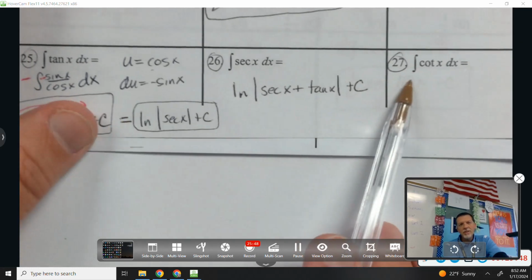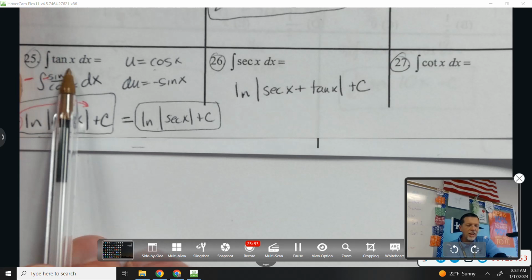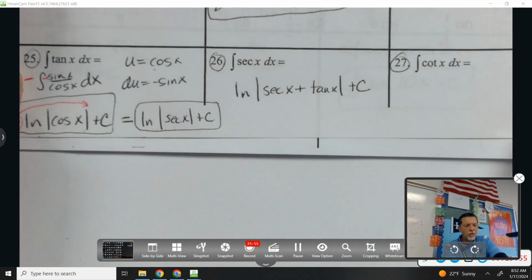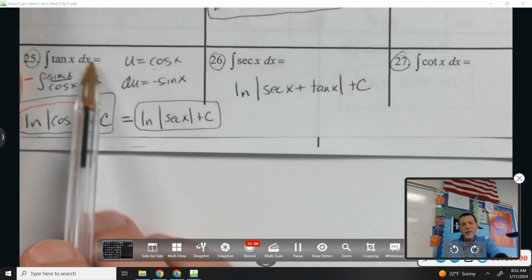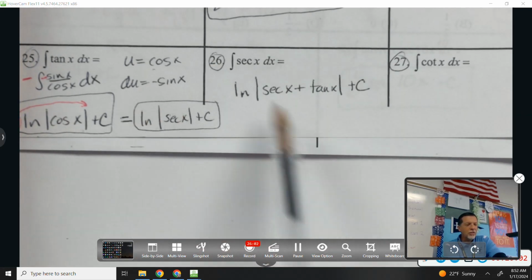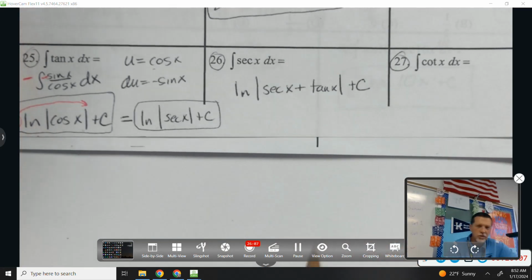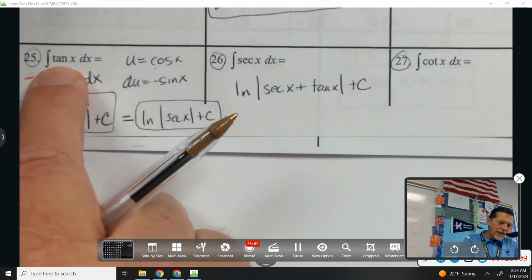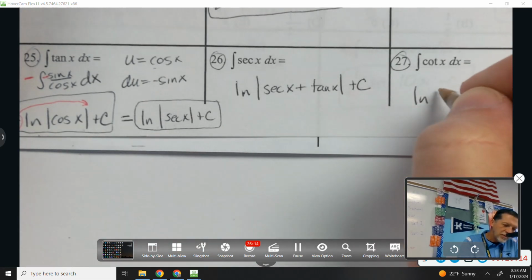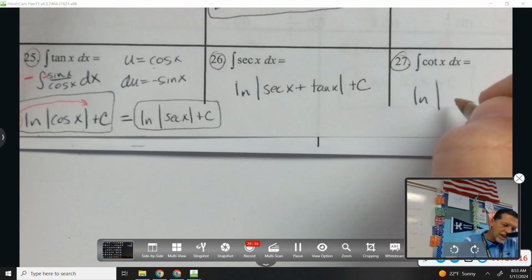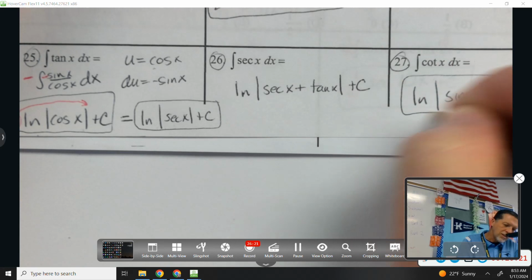Okay, 27 looks bad, but what's the relationship between the derivative of tangent and the derivative of cotangent? Do you remember? Or the integral, either one. All the trig functions are change the sign and change the cos and not cos. So if I've got the antiderivative of tangent right there, then I'll make it positive and change the cosine to a sine. And so there's my answer.